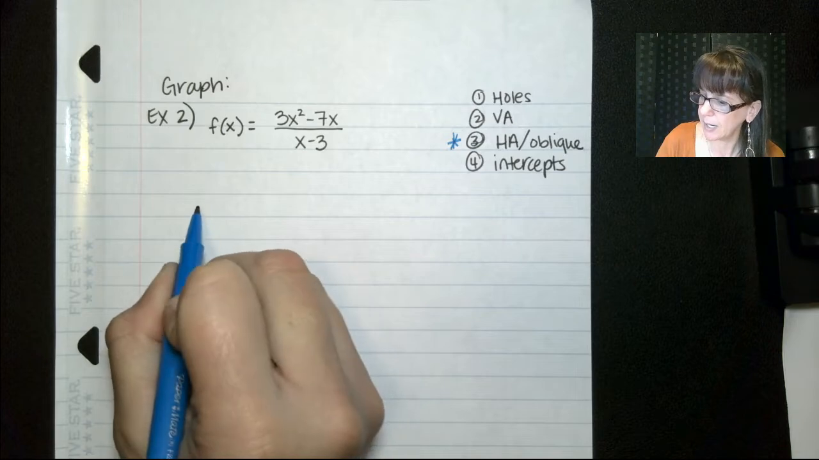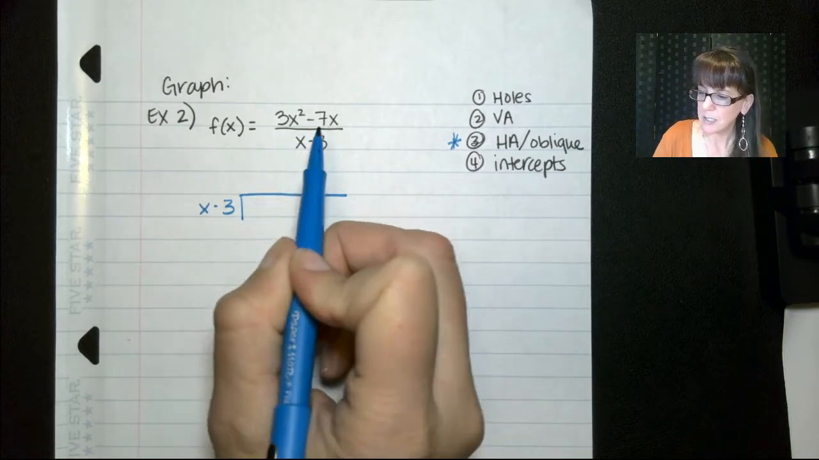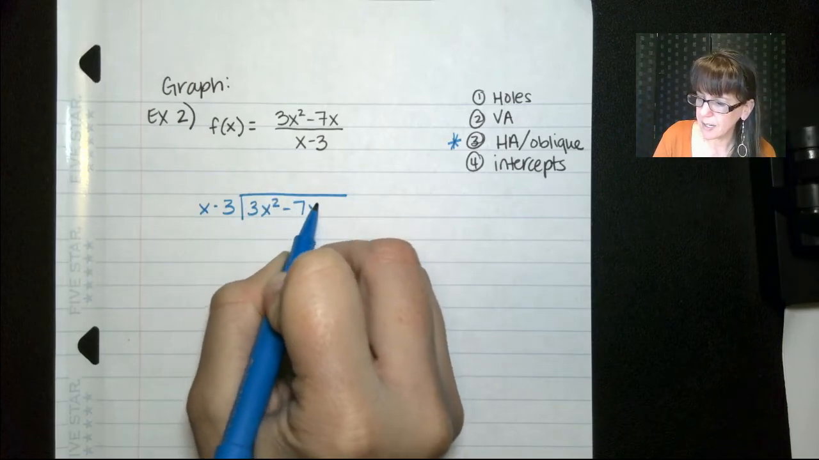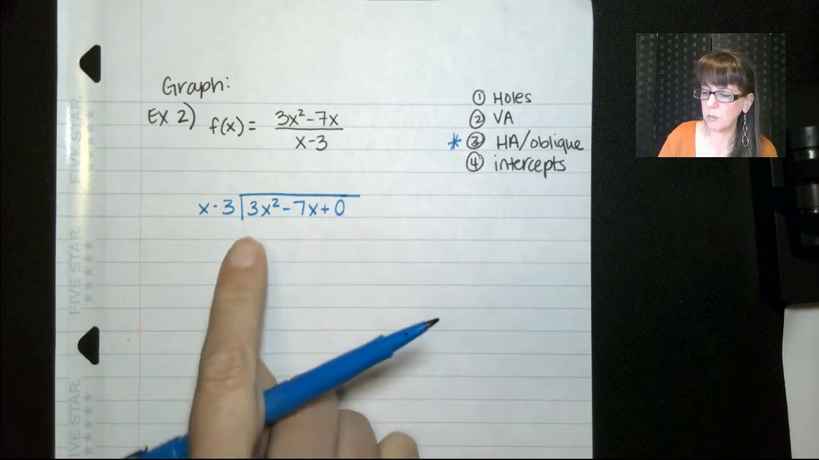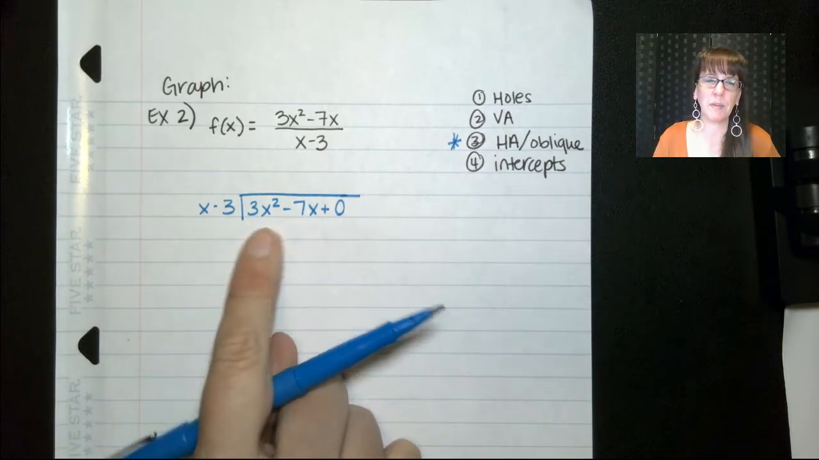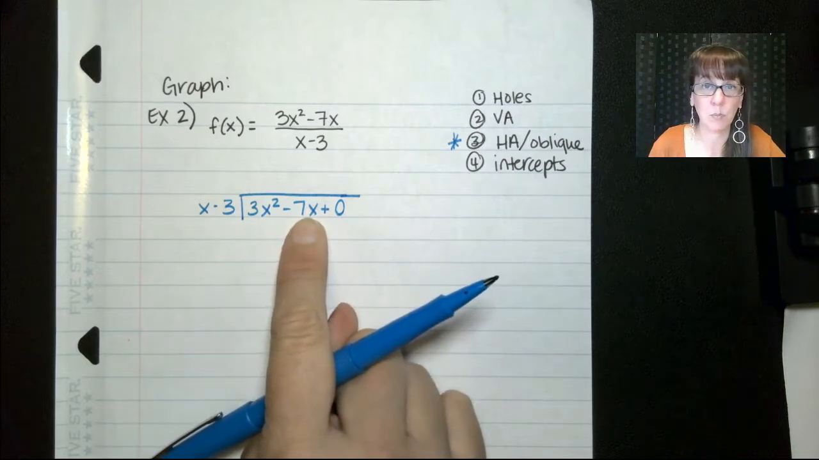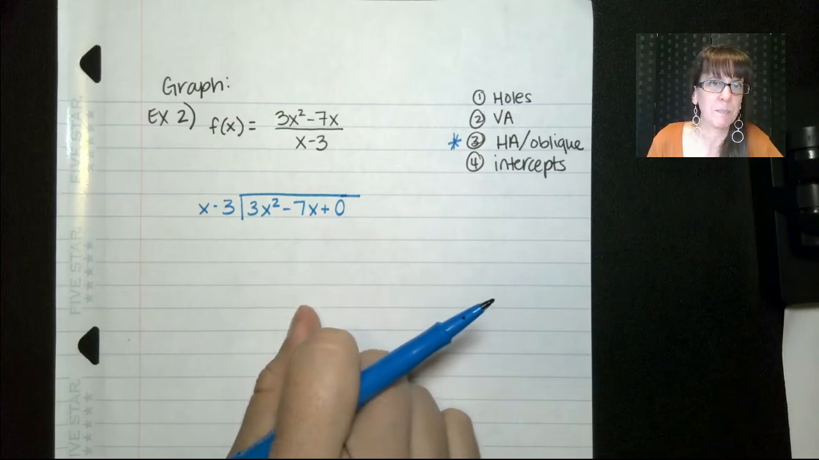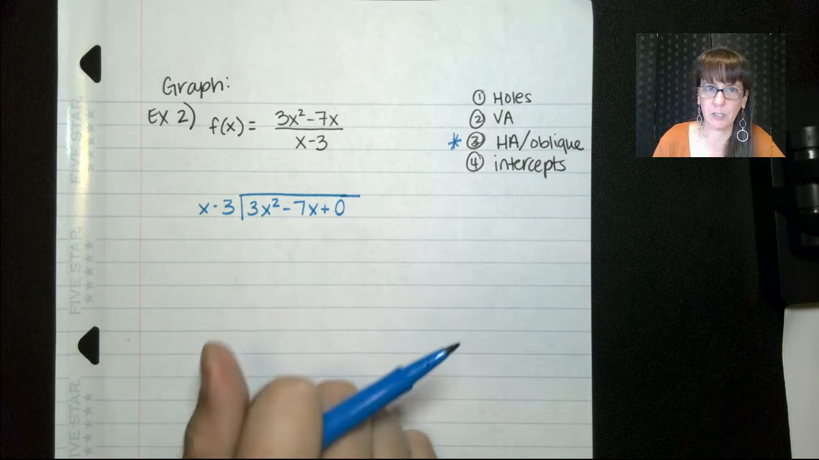And we do that by dividing x minus 3 into, in this case, 3x squared minus 7x, and I want to put in a constant, because you always want to double check that you have a placeholder for everything. So if this was x to the third and x to the second was missing, you'd put 0 times x to the second, because we're allowed to multiply anything by 0. So I've put in a placeholder. You want to do that for your constant as well.